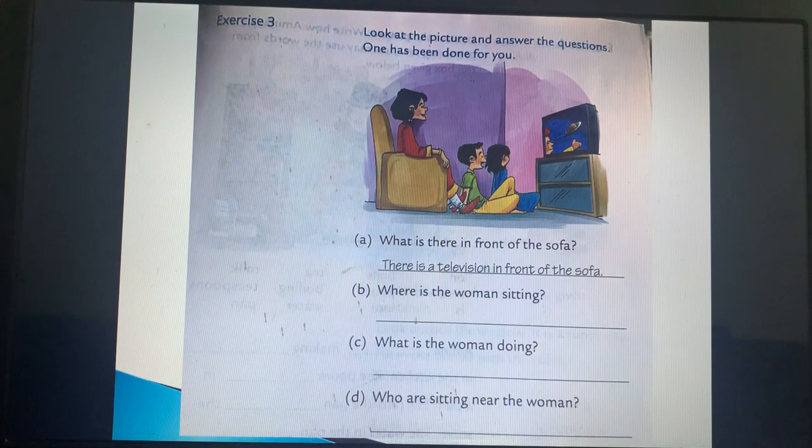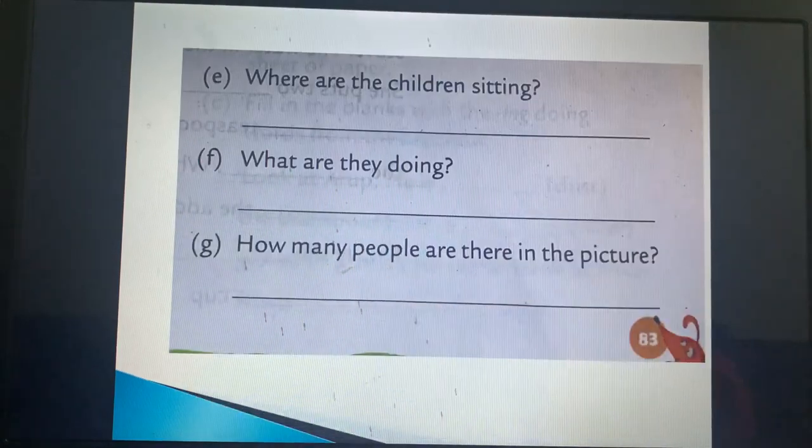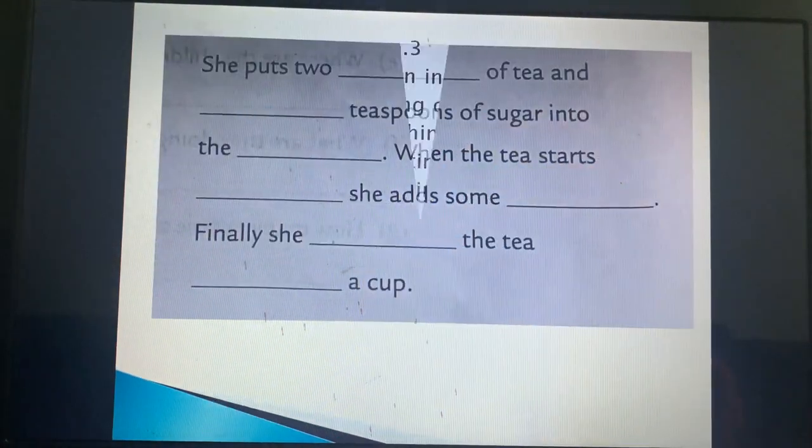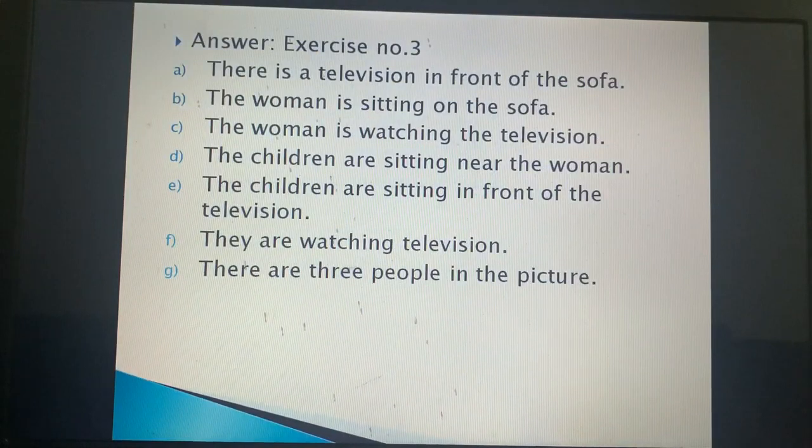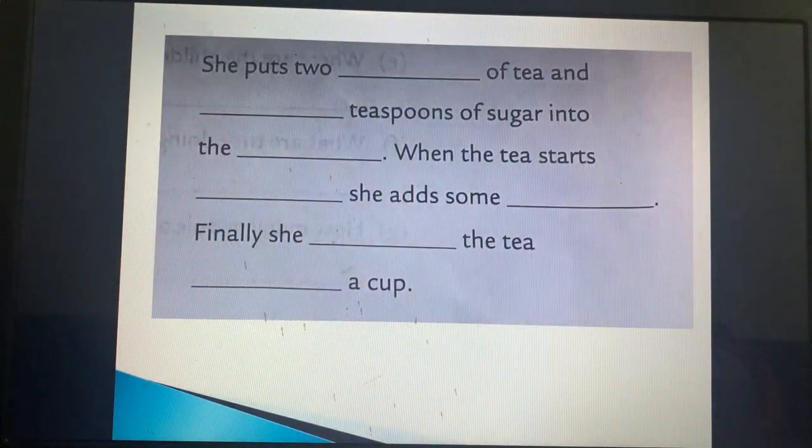I hope you will be able to do it. So these are the answers which will help you to complete exercise number 3. Now let's move on to the next exercise, which is given on page number 84.